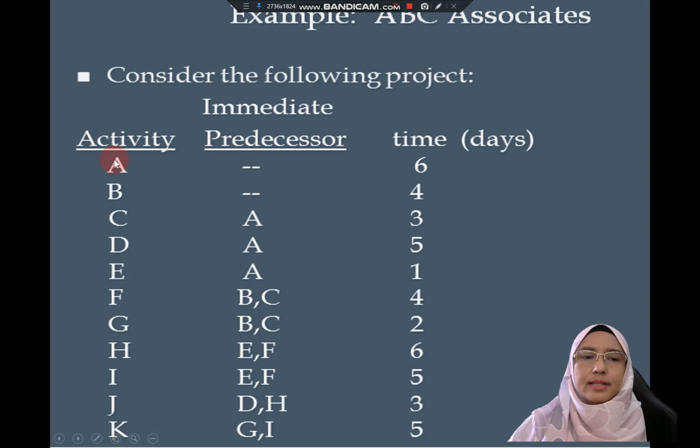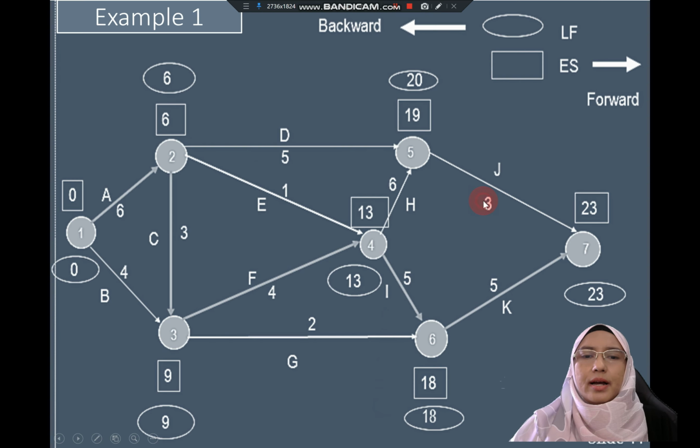Okay, so this is the activity and these are the predecessors. Predecessor means an activity before this activity. For example, for activities A and B, there is no activity before activity A and B, and these are the times of each of the activities. Right, so I have also provided you with the answer, so you can try to do this, and before you look at the answer, you can try to do it first and check whether your answer is correct or not.